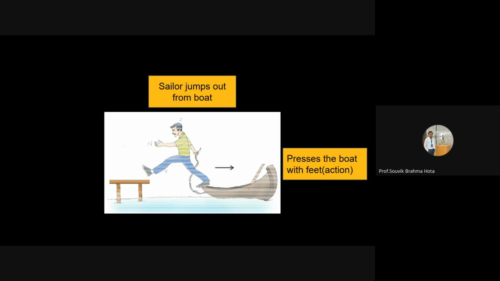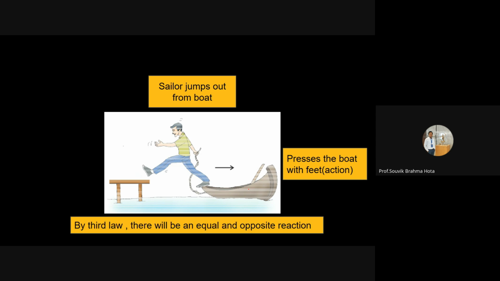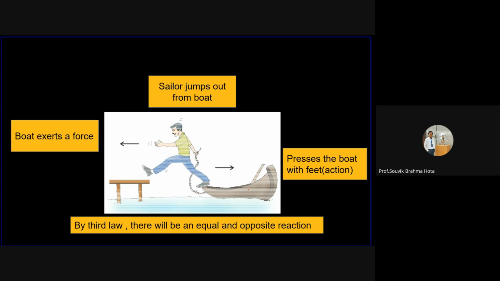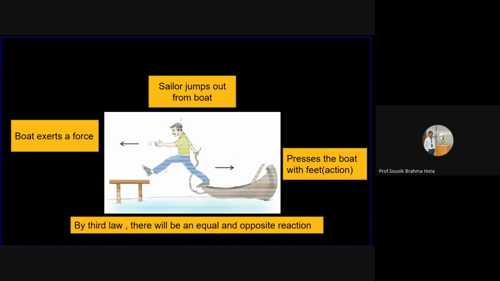Okay. So that means the man presses the boat with his feet. By the third law, there will be an equal and opposite reaction. Both exert a force. The boat exerts a force on the man, and the man exerts a force on the boat. So the boat basically moves in the backward direction.